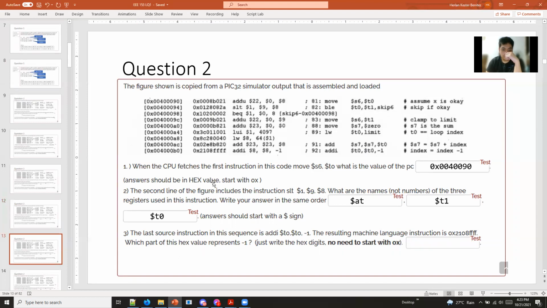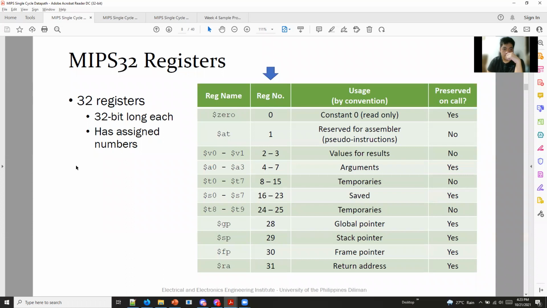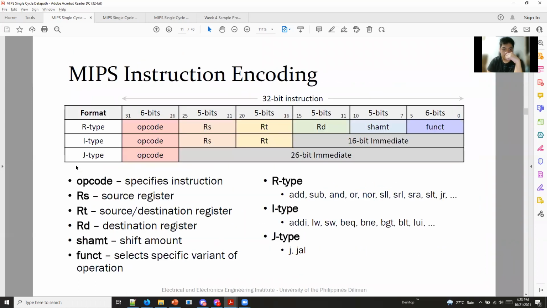So number 3, the last source instruction in the sequence is add I T0 T0 negative 1. So the resulting machine language instruction is 2108 FFFF. Which part of this hexadecimal value represents negative 1? So ayun, si add I na instruction is a I type na instruction.